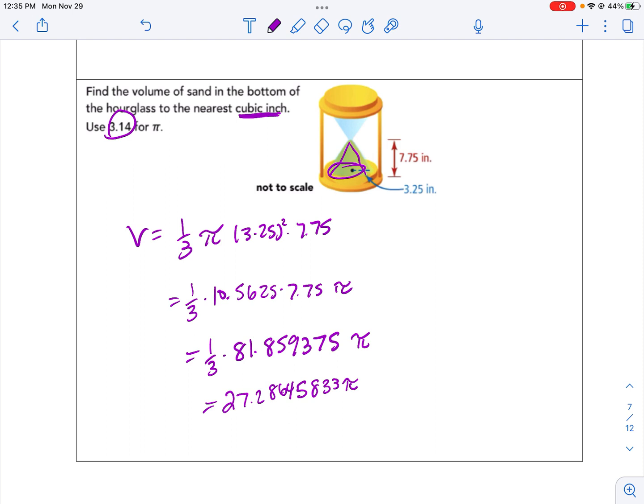Now I am going to substitute 3.14 for pi as my last step. So I take my answer and I multiply it by 3.14. I get 85.6794717, but it asks to the nearest cubic inch. So the nearest cubic inch will be 86 cubic inches for my volume.